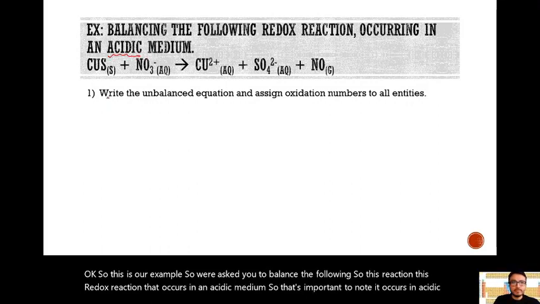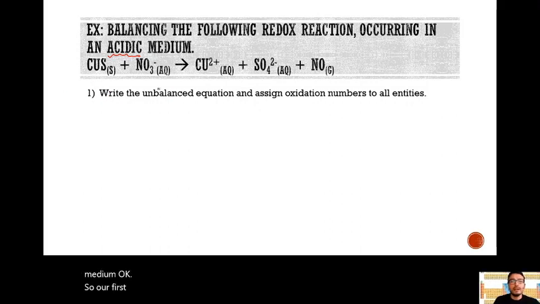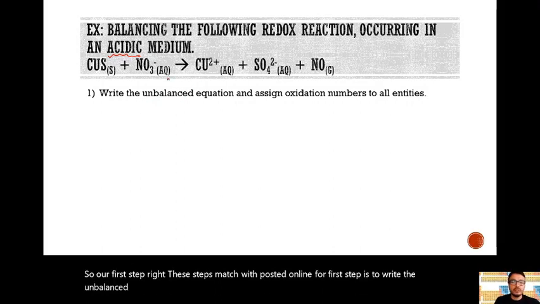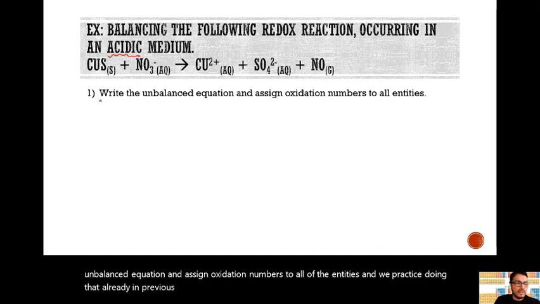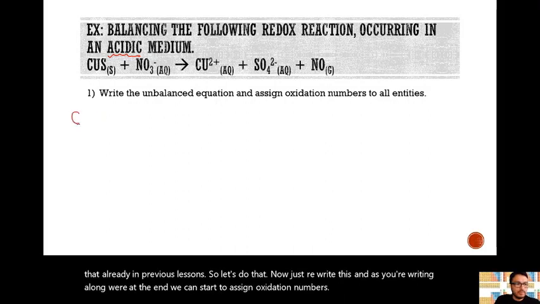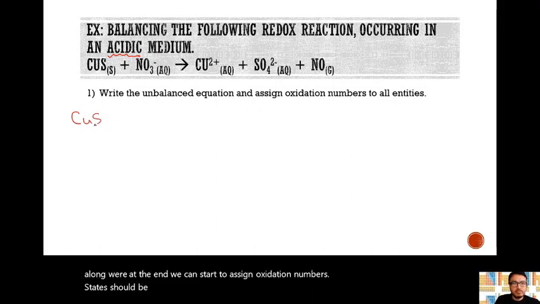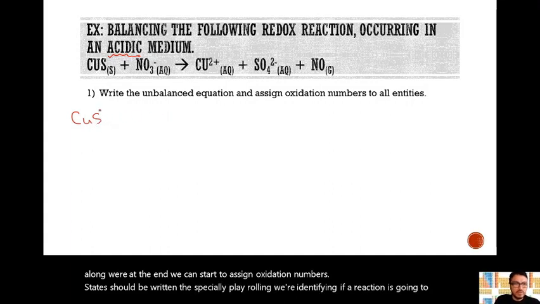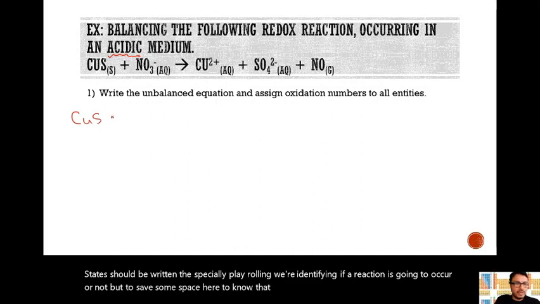Okay, so our first step, these steps match what's posted online. Our first step is to write the unbalanced equation and assign oxidation numbers to all of the entities. And we practiced doing that already in previous lessons, so let's do that now. Just rewrite this. And as we're writing along, or at the end, we can start to assign oxidation numbers. States should be written. They especially play a role when we're identifying if a reaction is going to occur or not, but to save some space here, just know that it is important, but I'm not going to do that right now.